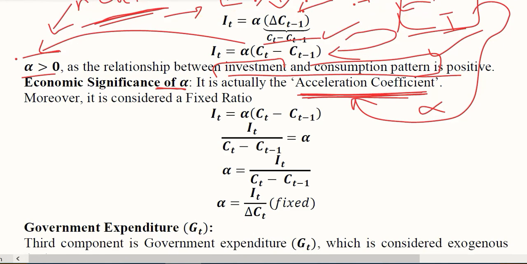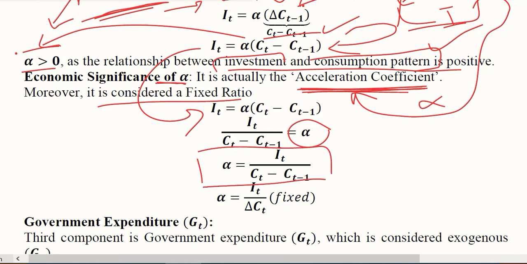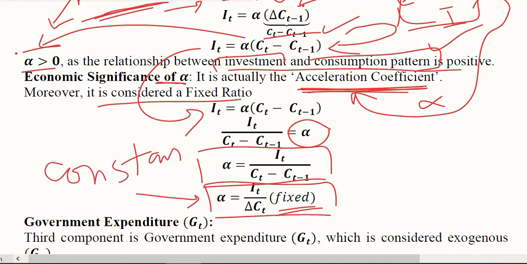It is assumed to be fixed to keep things more comprehensible and easy. So it is assumed to be a fixed ratio. So if I borrow this equation and rewrite it for alpha, alpha would have this value, and if it is this value, it means that we have already assumed that it is a fixed value, it doesn't change. So this value would also be a constant value. Alpha is a constant. So this is just a mathematical verification of our assumption of its constancy.